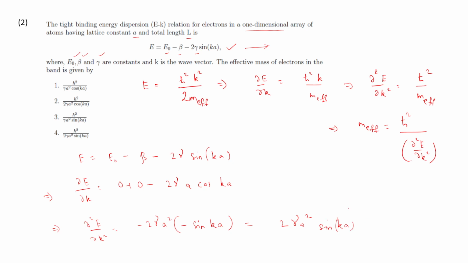So we have to put this in here. This implies m effective is equal to h bar square over 2 gamma a square sine ka. So it is h bar square over 2 gamma a square sine ka. So this will be your answer. Okay, so this is how you get the effective mass of the system.